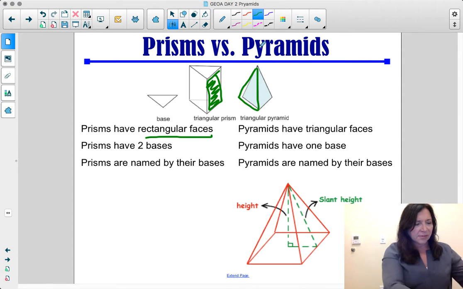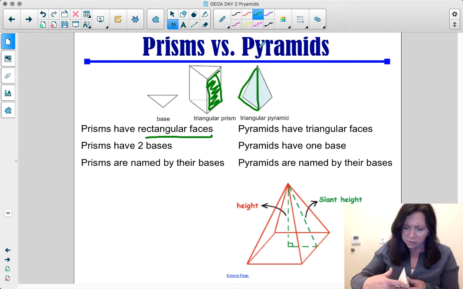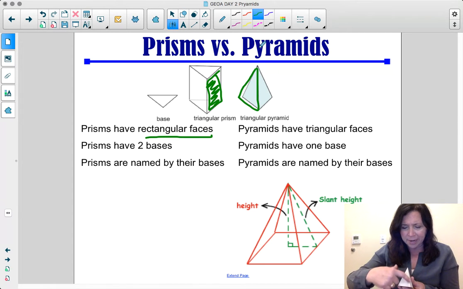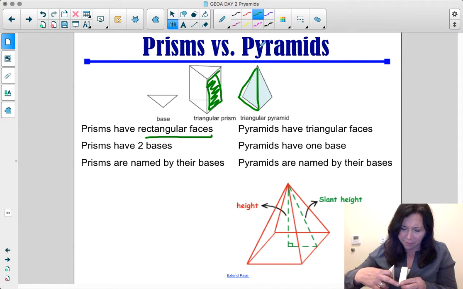So here's a pyramid. This is a face. The face is here. This is a lateral edge, lateral edge, lateral edge, lateral edge. But this is a lateral face. See the face? It's a triangle. That is not the same as the shape of a prism. If you notice the shape of a prism, those are rectangles.